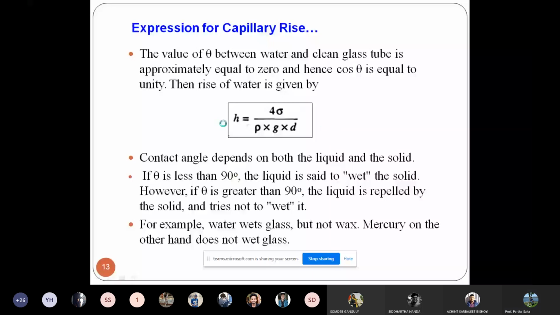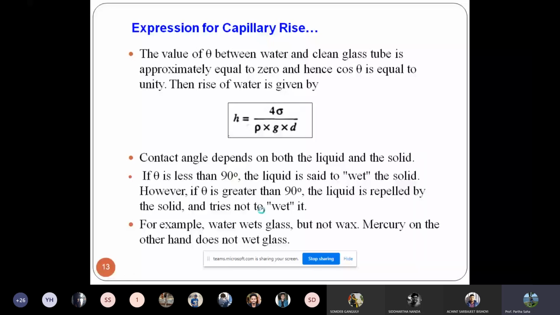Now, the contact angle depends on both the liquid as well as the solid. Solid here means the glass tube. If theta is less than 90, the liquid is said to wet the solid, like water. For water, theta is always less than 90.